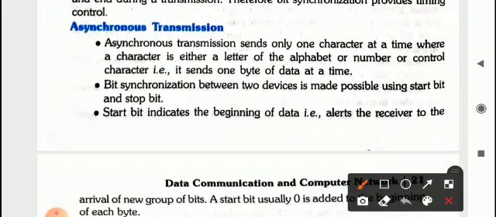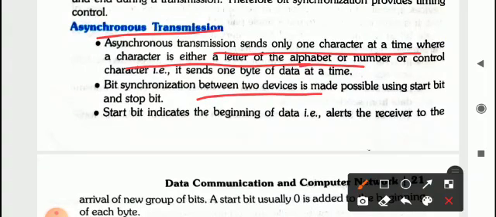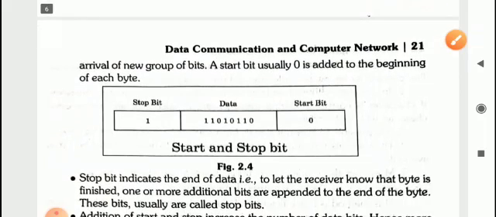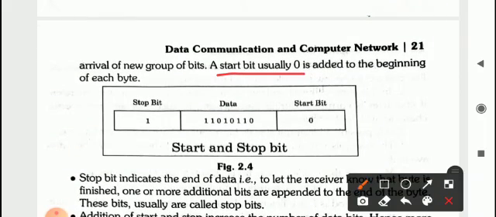Now we move on to asynchronous transmission. It sends only one character at a time, where a character is either a letter, an alphabet, or a mix of all. Bit synchronization between two devices is made possible using a start bit and a stop bit. Start bit indicates the beginning of the data, that is, it alerts the receiver to the arrival of a new group of bits. Start bit usually uses 0 at the beginning of each byte.